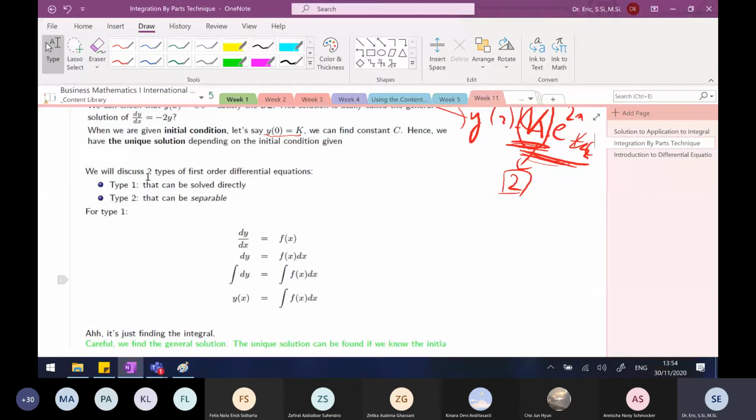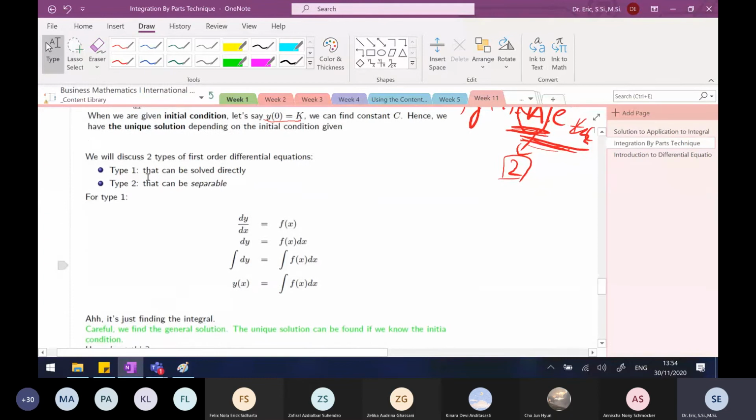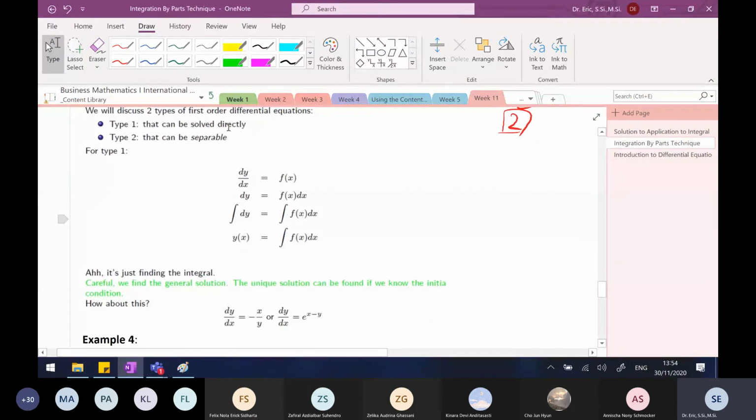So in the end, we would like to discuss 2 types of first order differential equation. Are there any other types? Yes, but you won't learn it in this course. Next semester you will learn about that. So type 1 can be solved directly. What do you mean by directly?